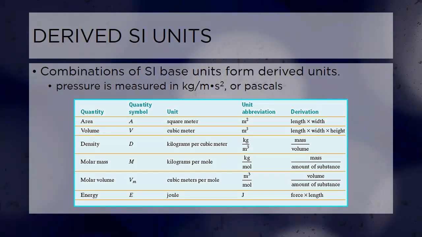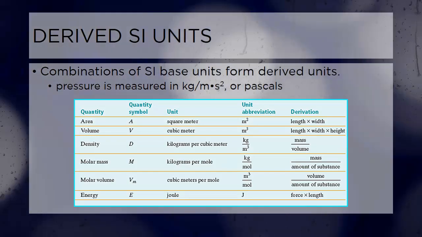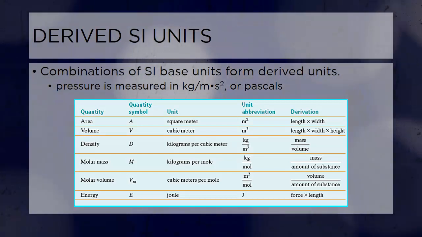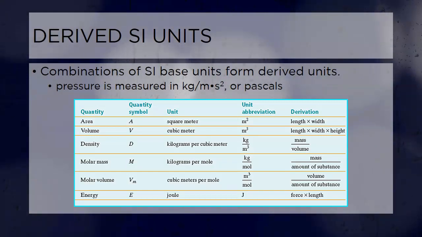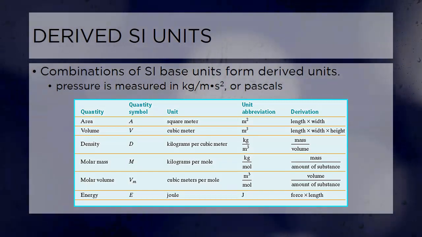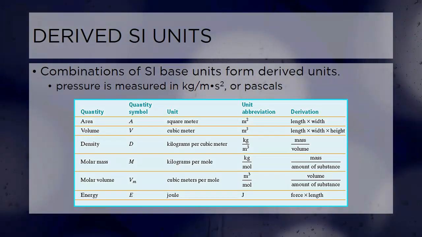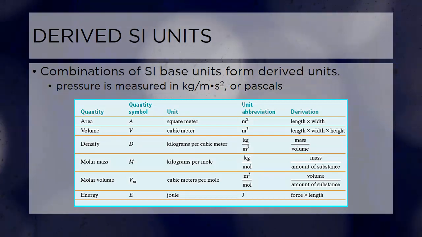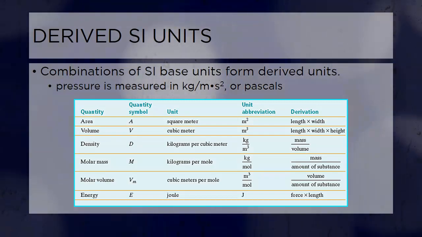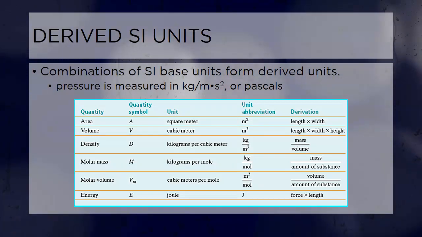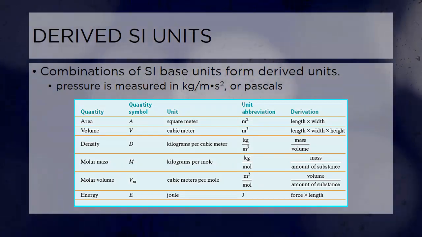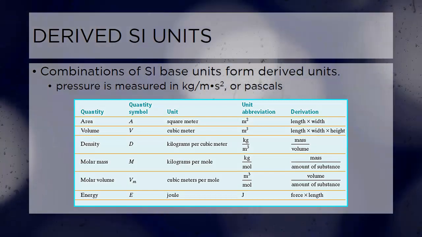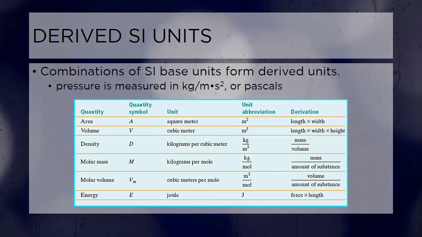We've discussed density a little bit. We're going to discuss it a little bit more today. It's a ratio of how much mass I have per volume. Molar mass tells me how much mass I have per amount of something, and molar volume tells me volume per amount of something. And then joule gets really complicated because it's a force times the length, but a force itself is a derived unit. So newtons is what force is measured in.